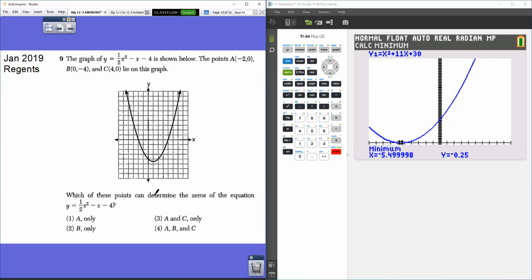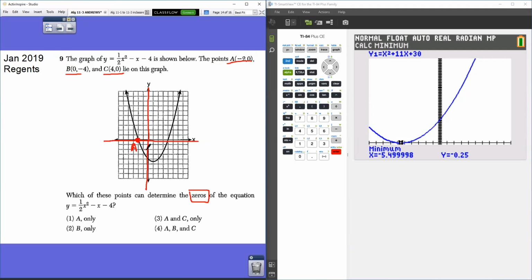So which of these points can determine the zeros of the equation? They want to know which of these points, A, B, or C. So A is -2, 0. This is where my axis is. This is my y-axis and my x-axis. -2, 0, A is right here.